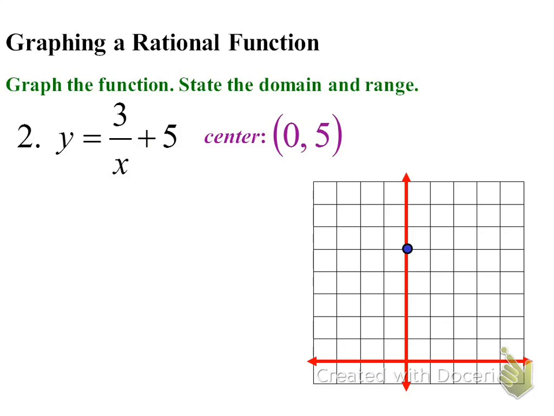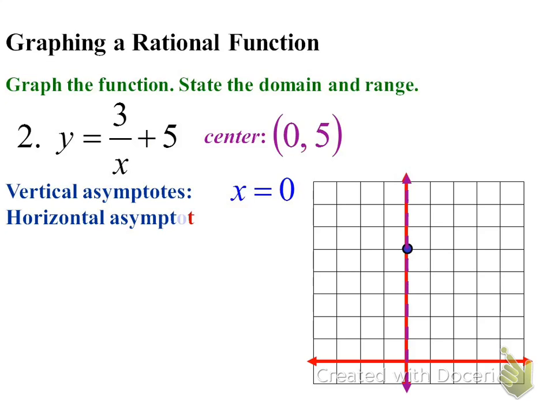All right, so we have a vertical asymptote at x equals 0. We have a horizontal asymptote at y equals 5. So that center just helps us set up those asymptotes. And you can see the x value of your center is your x equals asymptote. The y value of your center is your y equals asymptote. Our graph is not going to cross either one of those.